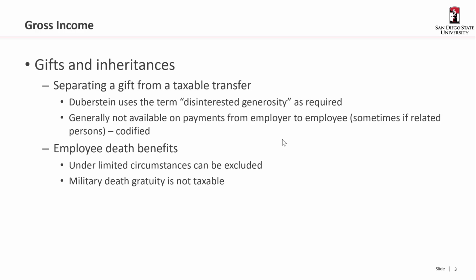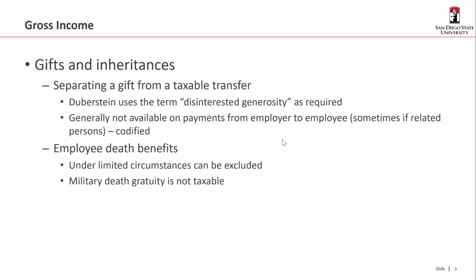It's also very difficult, though it can be true if they're related persons, which kind of is backward. But imagine your dad owns the company and you get a gift because you work there. There could be disinterested generosity, meaning he did it because he loves you as opposed to because you were a good employee. Otherwise, pretty much payments from employer to employee are almost always treated as compensation. I say that over and over again because it's true. Got to drill that in you.